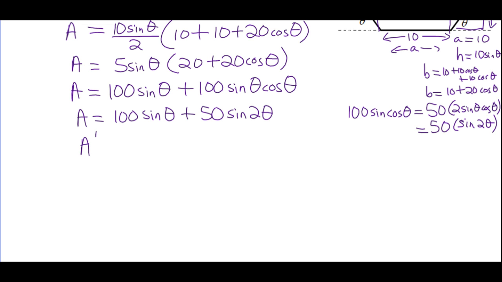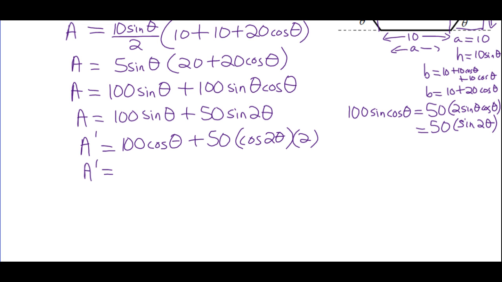Okay, so A prime is, so the derivative of sine theta is cos theta, and so we've got 50 times the derivative of sine 2 theta, which is cos 2 theta, and the derivative of 2 theta is 2. Right? Easy. So we've got 100 cos theta plus 100 times cos 2 theta.